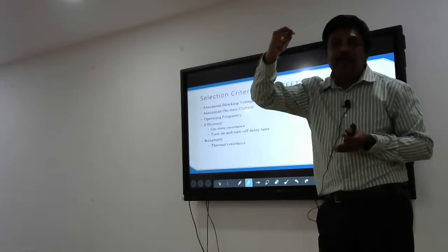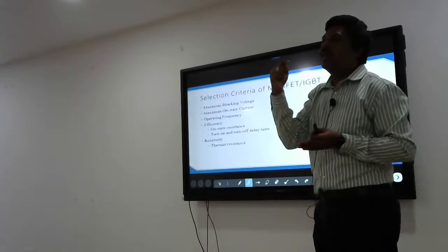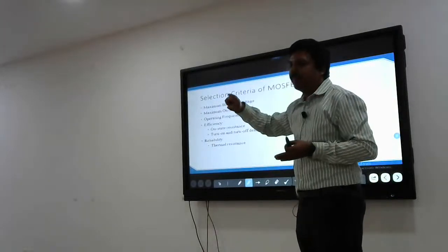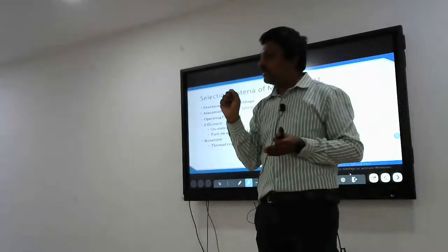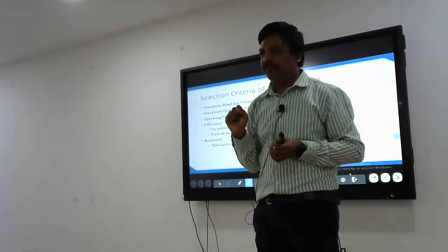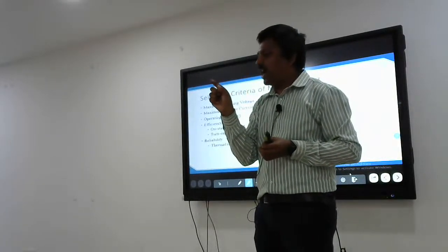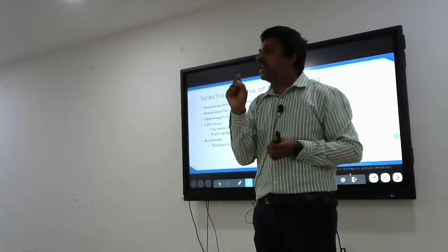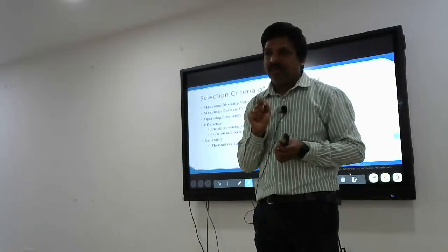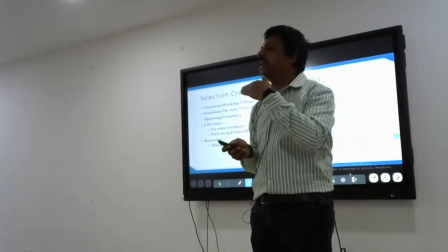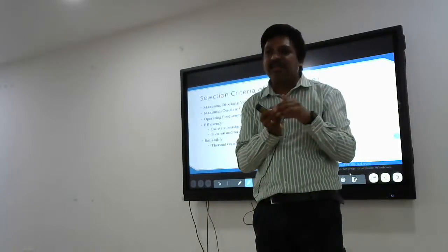Data sheets help you select which type of switch, which type of diode, which type of MOSFET to use. Then operating frequency. There is one parameter in semiconductor devices called QG. Q basically means charge; we say it is the gate charge. It should always be minimum. The parameter which limits the gate current is the parasitic capacitance across gate and source.